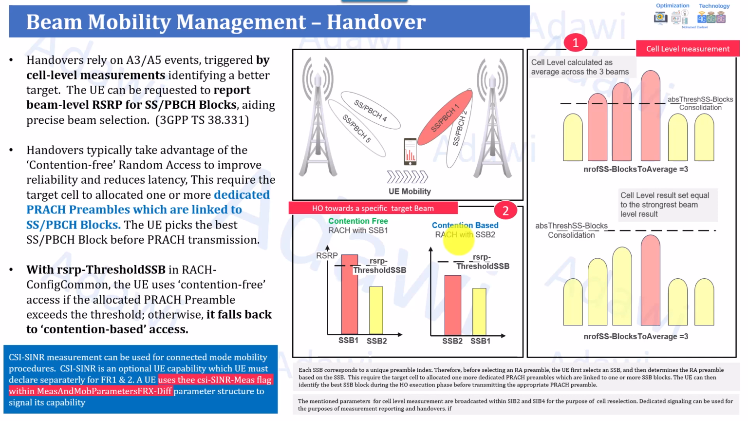cell level measurement. So the measurement report at the very end, which is going to be sent by the user, will contain a cell level measurement, the average of the cell level, and also the reported best SSB beams within the same measurement report. This is the case where we have it here.